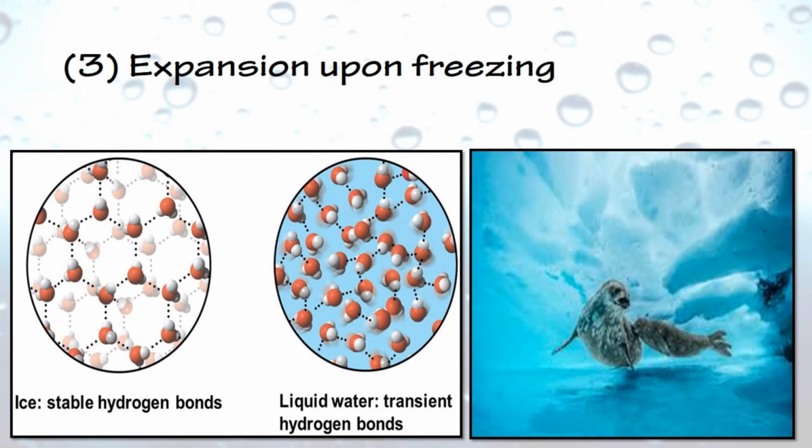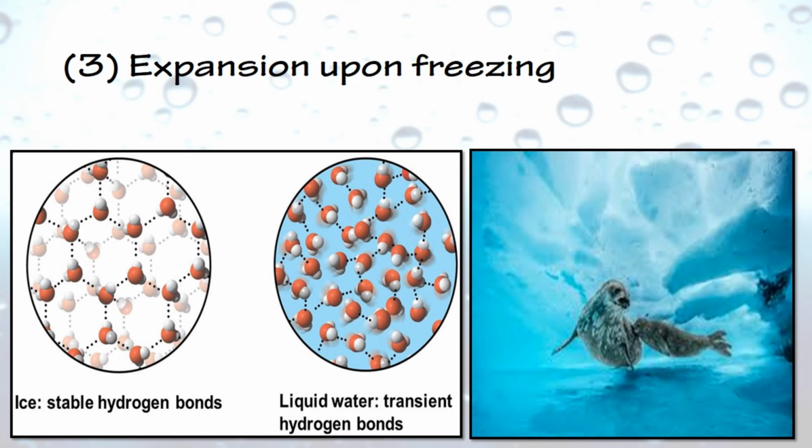Number 3. Expansion upon freezing. That means water expands when it freezes. At 4 degrees Celsius, water becomes crystal. Let's see what happened during freezing. During freezing, water molecules lose energy and do not vibrate or move around vigorously. So, more stable hydrogen bonds form between water molecules. More stable means less energy. So, bonds have less energy, thus become easier to break. This is how water expands as it freezes.